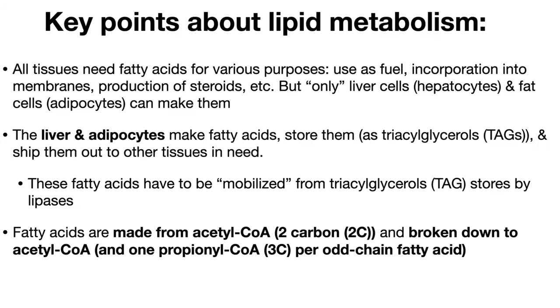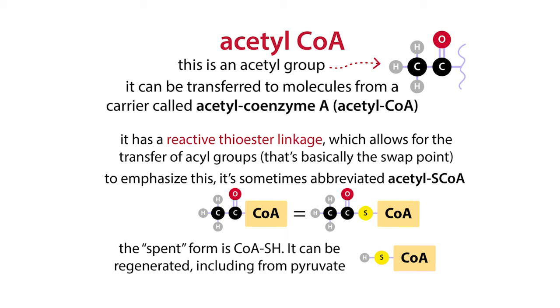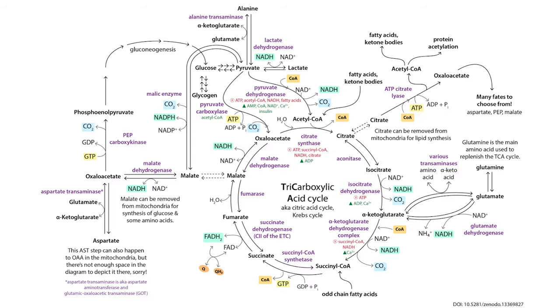When those lipids get broken down, they get broken down two carbons at a time. You just cut off two-carbon pieces with the CoA attached, and so you end up with acetyl-CoA. Remember what acetyl-CoA looks like? We've got the methyl group, then we've got the carbonyl. And remember, we could take that into the TCA. So the fatty acids get broken down into acetyl-CoA that can enter the TCA if you want to go and make energy from them.